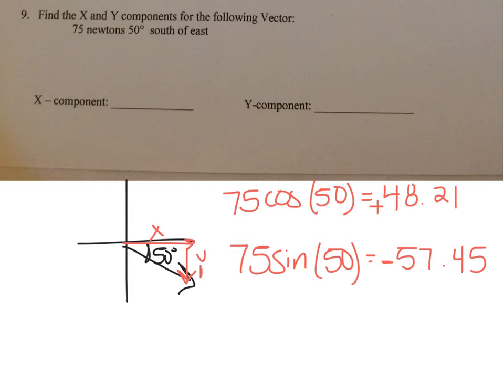So your answers here are just going to be 48.21. Our units here are newtons, which is abbreviated with a capital N, but I'm going to write it out so you don't think I'm meaning north. Right? And then a negative 57.45 newtons. Alright, and those are units of force.